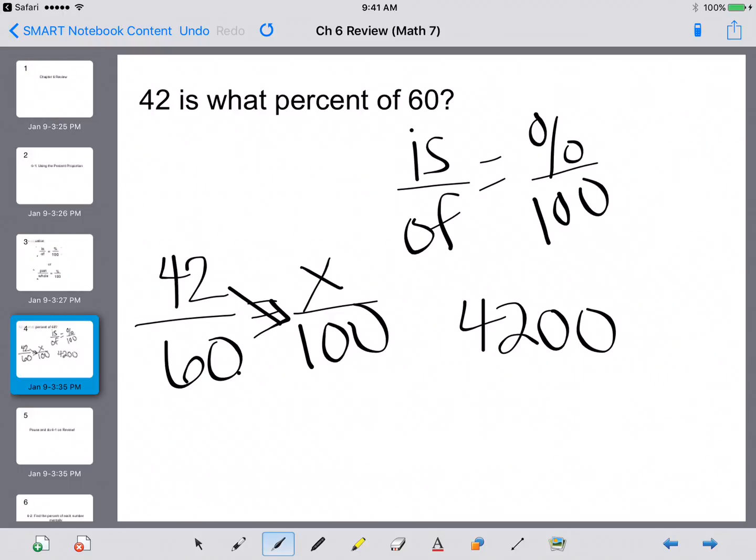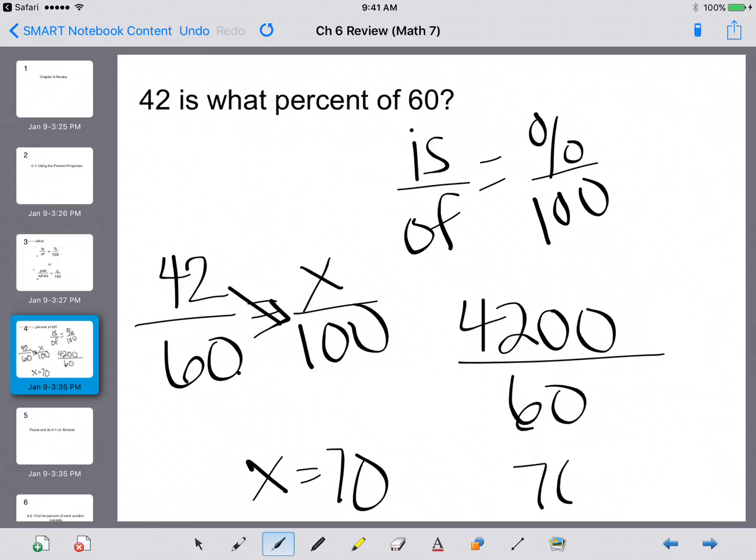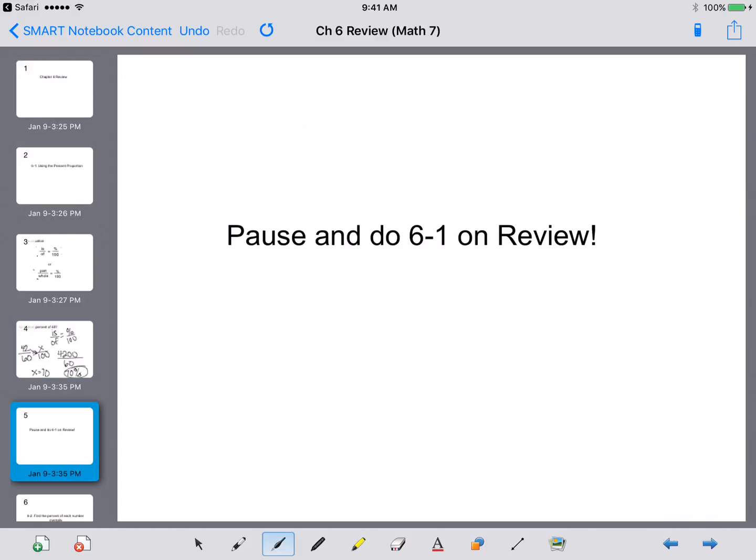And then we divide by the number that's left there. So divide by 60. And we will get 70. So our x equals 70. So it's 70%. Now you can go ahead and pause and do section 6.1 on the review that's posted in the classroom.